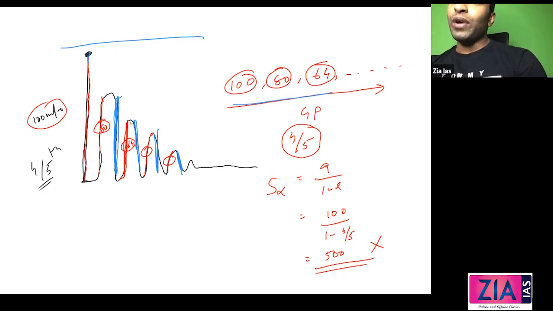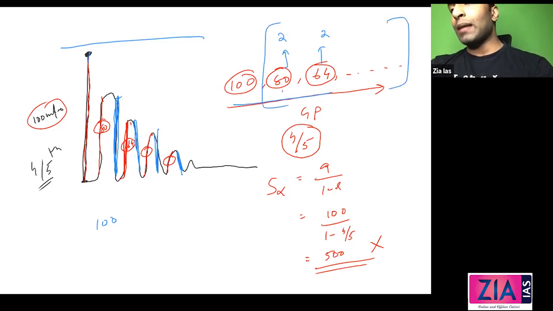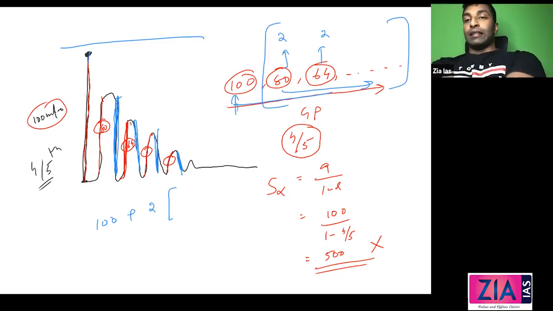So what I need to do? 80 will come how many times? 2 times. 64 will come how many times? 2 times. Okay. So what I need to do is 100 only once. Then take this separately, find the sum of this and take twice of it. That means 100 I'm keeping separate because that is only once, plus 2 times. Now sum of that, 80 divided by 1 minus 4 by 5.